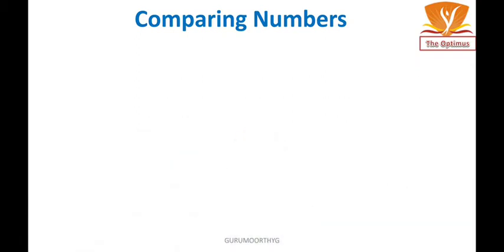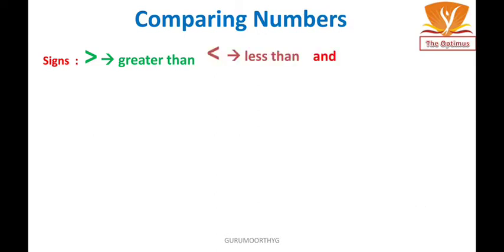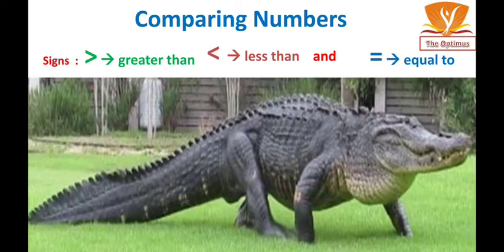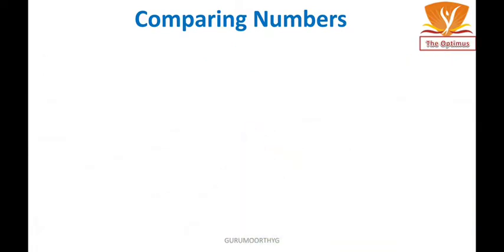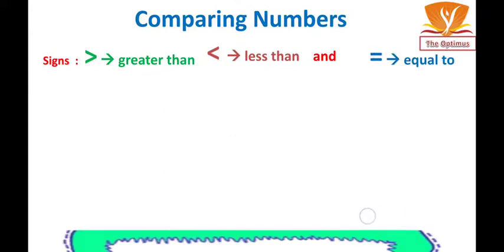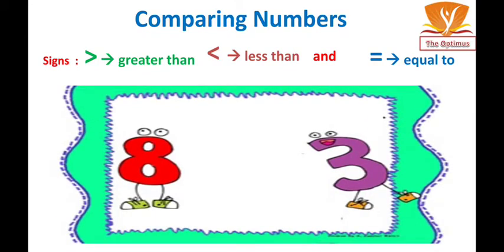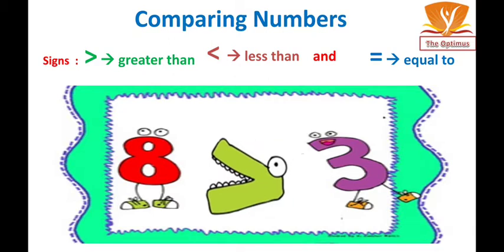We know these three symbols. This is the greater than symbol, this is the less than symbol, and this is the equal to symbol. Think of a hungry alligator that always opens his mouth wherever he sees the bigger number. In this case, 8 is bigger than 3. So, the mouth is open towards 8, and this is the greater than sign. The greater than sign eats up the greater number on its left. So, we use it when we have a bigger or greater number on the left. So, 8 is greater than 3.